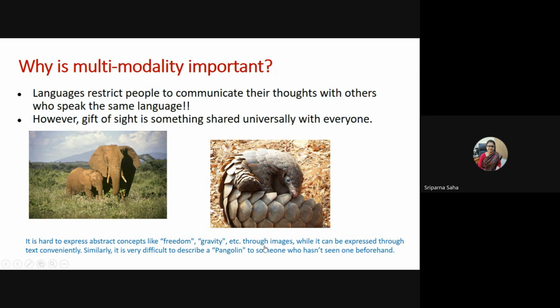You know why multimodal information processing is important, because languages restrict people to communicate their thoughts only with others who speak the same language. If we want to communicate with each other, then we should know each other's language. But so many official languages are there. For example, in India, there are around 26 official languages, so it is very difficult to know each and every official language. However, the gift of sight is something shared universally with everyone.